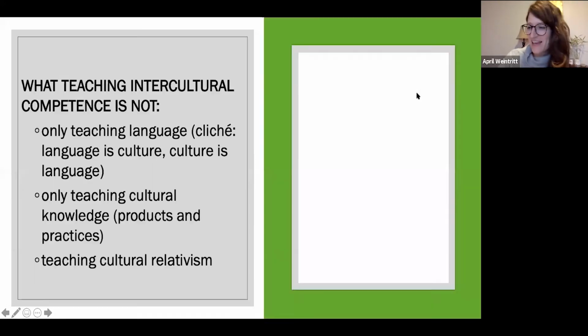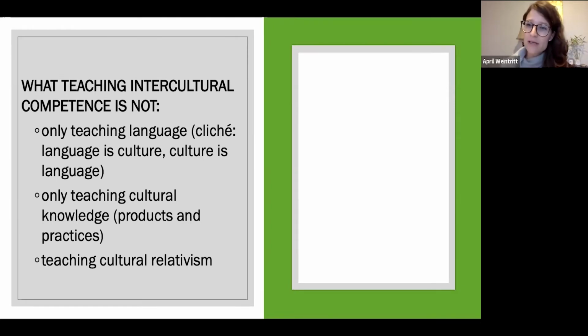Okay, everyone. We still have about 30, 35 minutes together. I have our next point that we've gone over before, and because I know I've talked to some of you before, you've heard me say these things as well. We want to make sure we know what intercultural competence teaching is not, right? It is not only teaching language, right? It is a cliche that language is culture and culture is language. Sometimes this is true, right? Some features of language communicate culture, and some culture is outside of the scope of language, right?